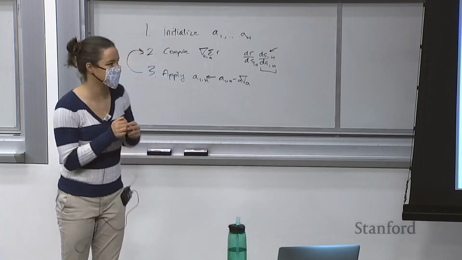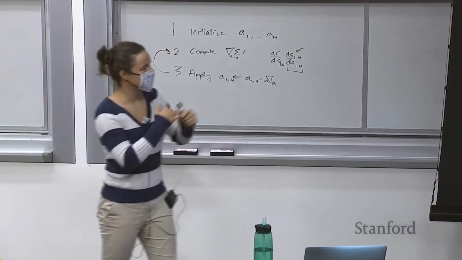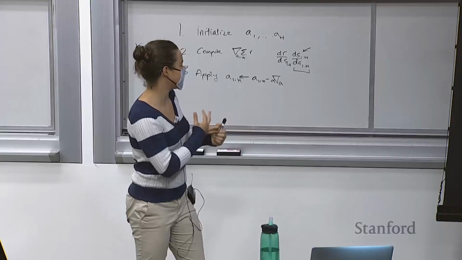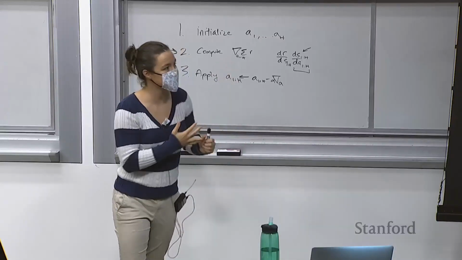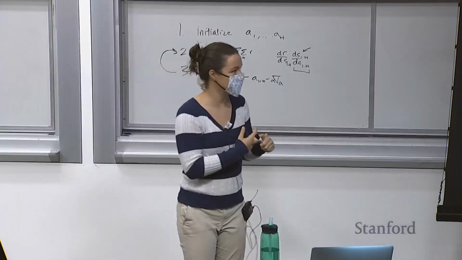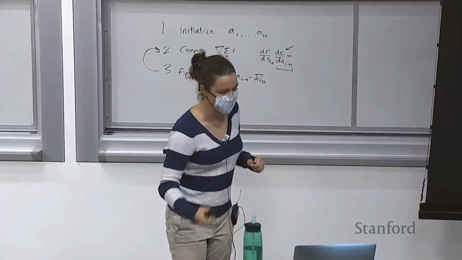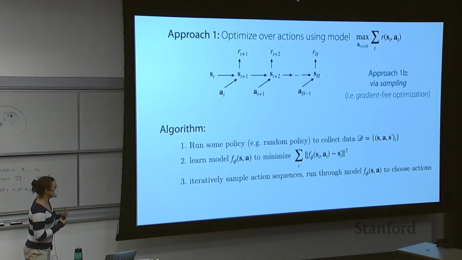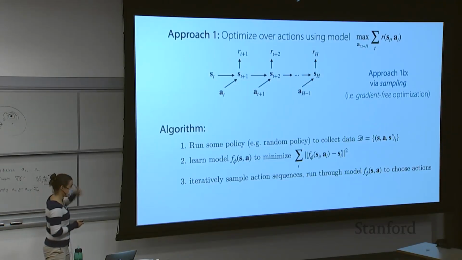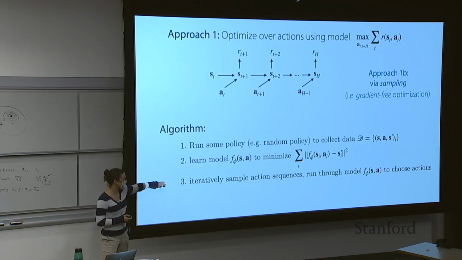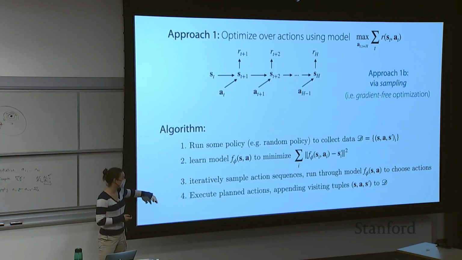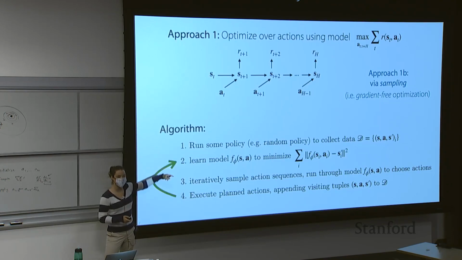Okay, so those are good suggestions. The first suggestion was collect more diverse data at the beginning. The second was to try to stay close to your initial policy. And then the third was to recollect data. I'm going to outline the last one, which is that when you start planning with your model, you can then execute those planned actions and append that data to your data set and then refit your model with that data set.